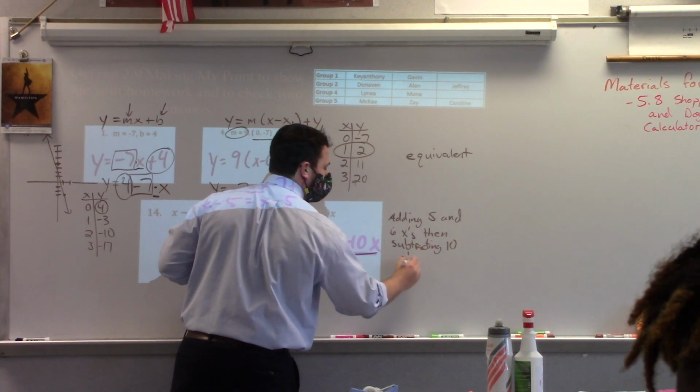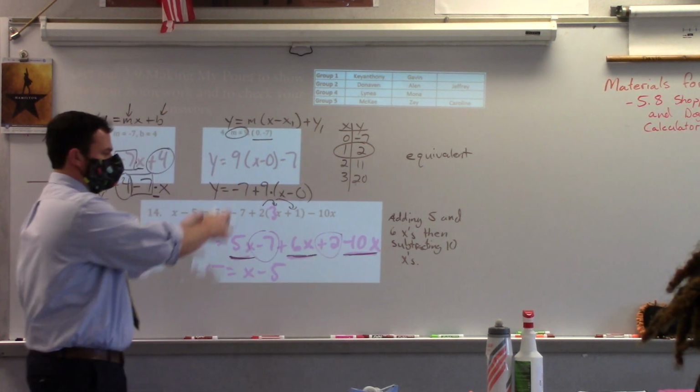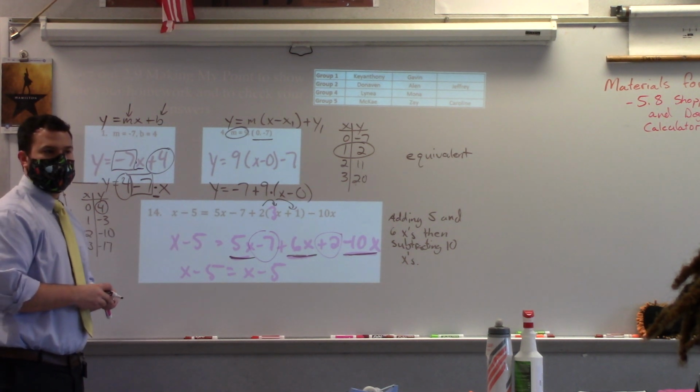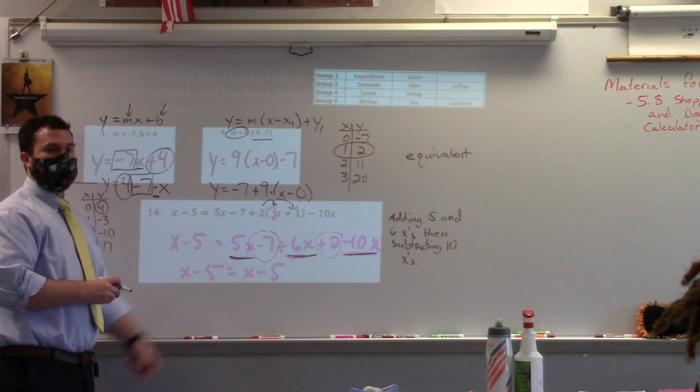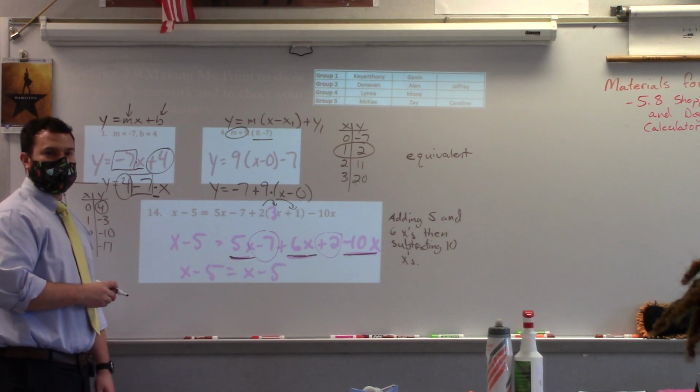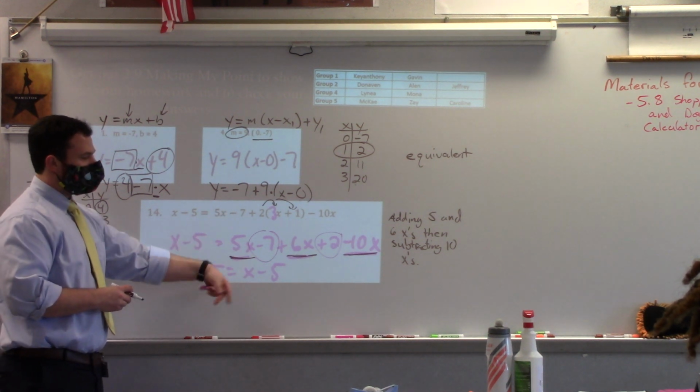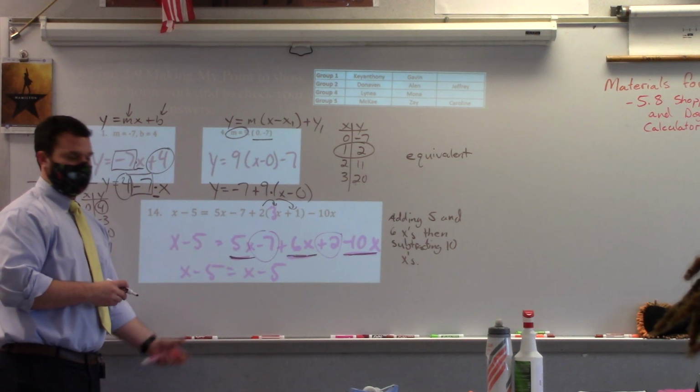That tells me that you understand 5x plus 6x minus 10x. That's a quick little explanation. Okay, cool, they understand that it's 1x. Then negative 7 plus 2 is negative 5.